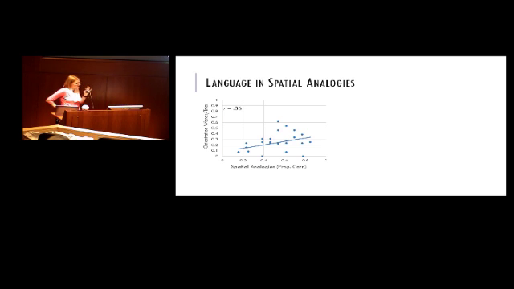So this is looking just at spatial analogies. So a proportion correct along the X, and along the Y is the number of orientation words that they produced. And so you can see a positive relationship that children who produced more orientation words were more likely to get correct answers. And this is because on a lot of those spatial analogies trials, that's the kind of information that's important.